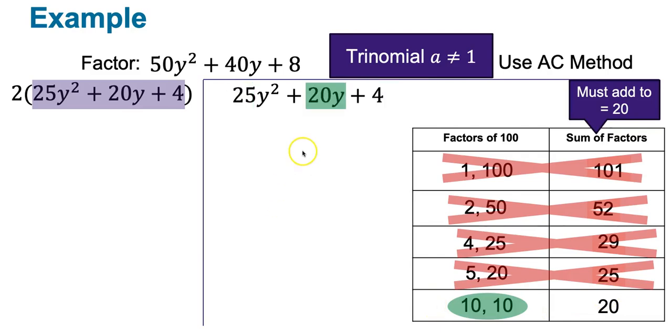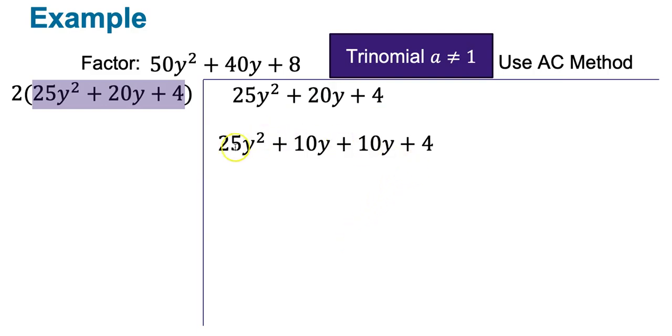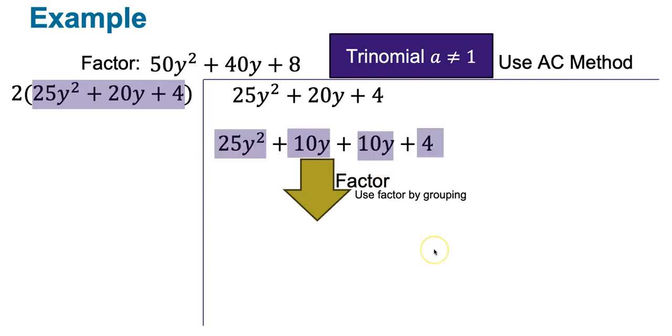The next step is to expand the middle term into 10y plus 10y. This polynomial is still equivalent, as 10y plus 10y still equals 20y, but it's in a different format. Now we focus on factoring this polynomial. This is a 4-term polynomial, so we must use factor by grouping. We split the 4 terms into 2 pairs, and factor the GCF from each pair.